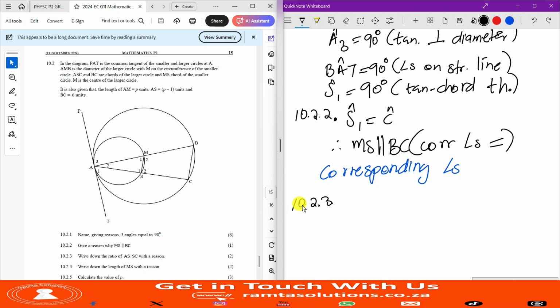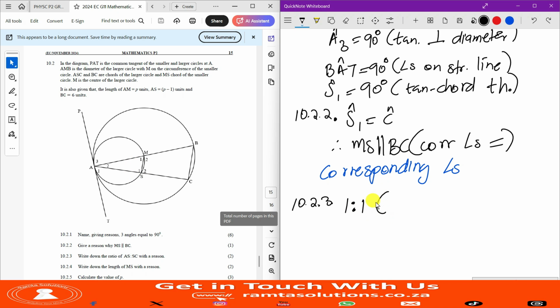10.2.3, write down the ratio of AS is to SC with a reason. Well, in fact, it is 1:1. Why? Guys, S1 is 90 degrees. So what is this? This is perpendicular from center bisects chord.